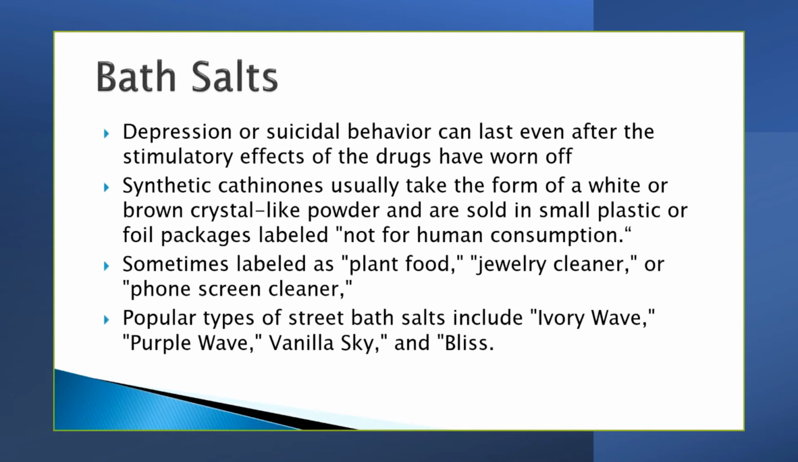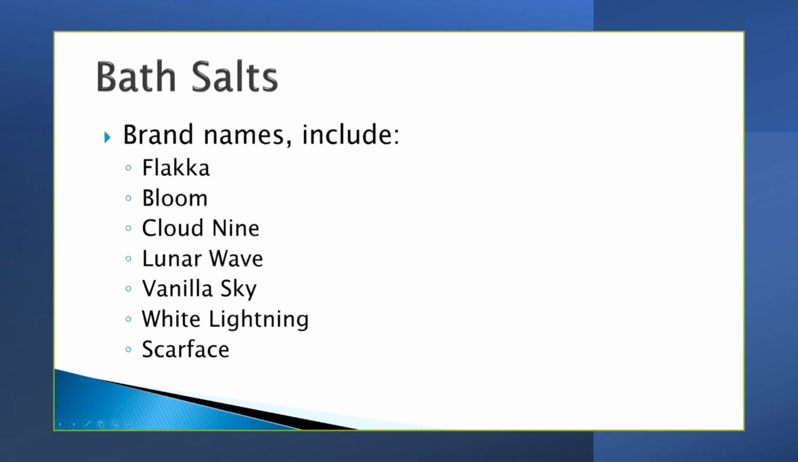Bath salts usually look like white or brown crystals, like a powder, and are sold in plastic foil packages labeled not for human consumption. You can see how well we listen to that. Sometimes they're labeled as plant food, jewelry cleaner, phone screen cleaner, or keyboard cleaner. Popular types of street bath salts include Ivory Wave, Purple Wave, Vanilla Sky, and Bliss, but there are literally hundreds of different producers and different names. We'd be here all day.